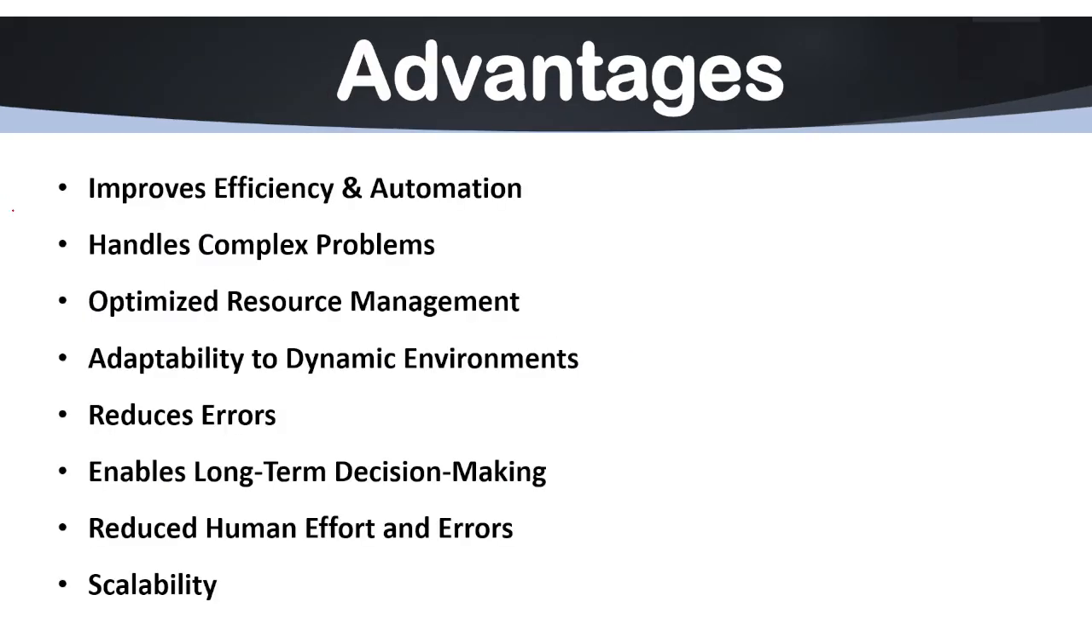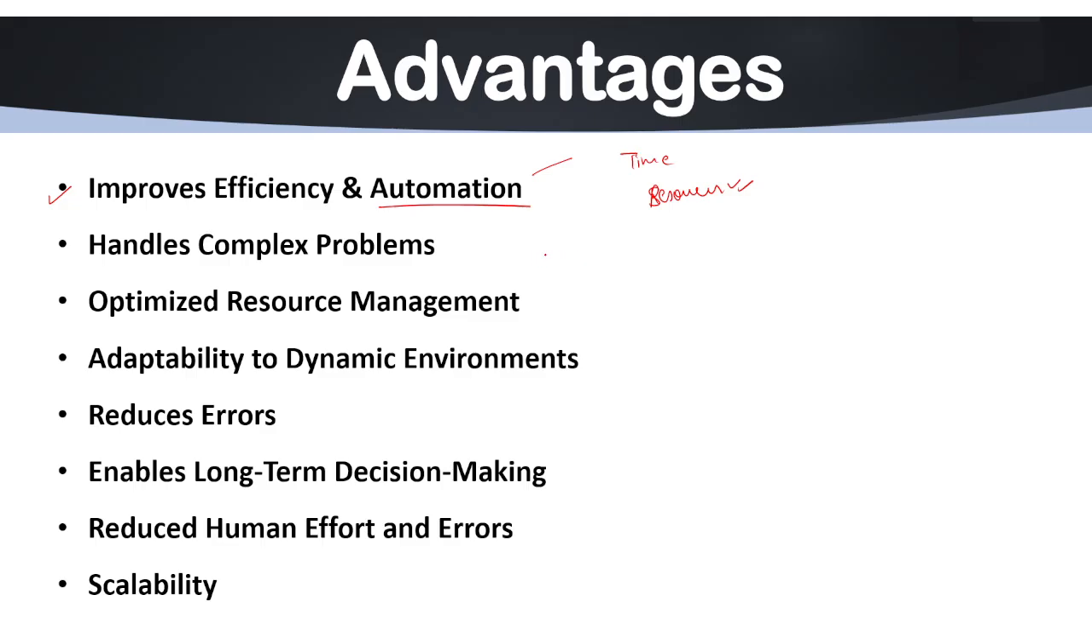So at first we have advantages. The first point here is it improves efficiency and automation. Students, AI planning automates decision making. We have already discussed that planning system always helps a system to make decisions very quickly and in a better way, right? So AI planning automates decision making and it reduces human efforts. Also, it helps optimize the tasks, saving time and resources. By using automation in planning system, we can save our time, we can save our resources as well.